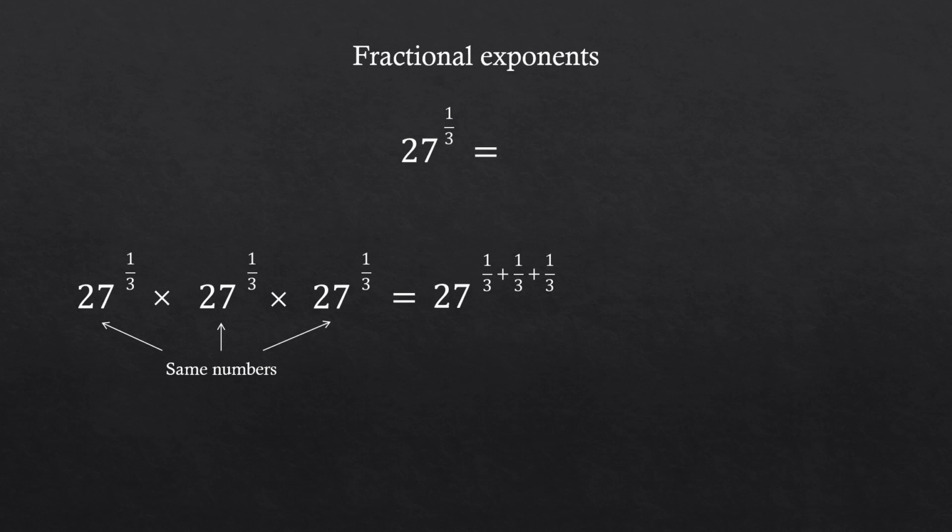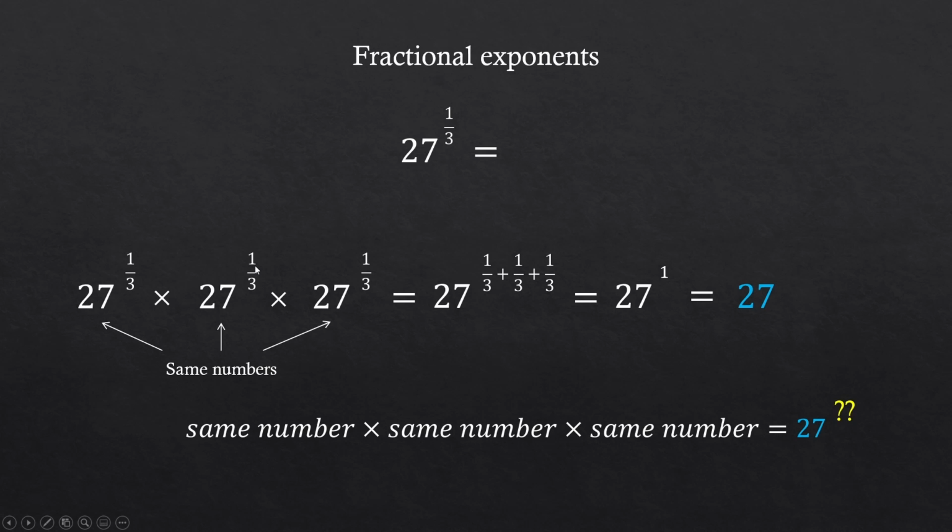Then what will happen to the exponent? It'll become 1. Which means the answer is 27. So again, we just multiplied that number 3 times to get 27. What should this number be? 3. In fact, 27 to the power of 1 over 3 is equal to 3. Take a moment to think about this.